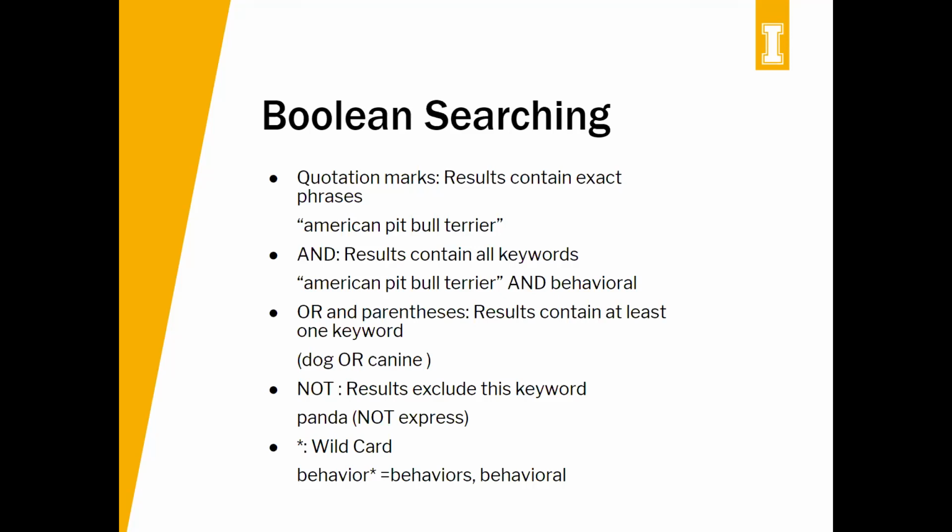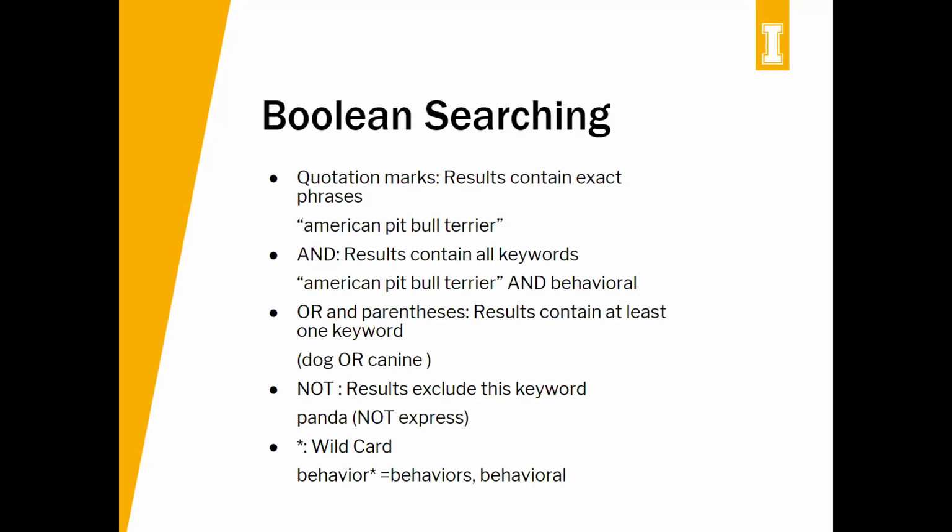So quotation marks: results contain the exact phrase. So an "American Pit Bull Terrier." If you don't put quotation marks, you might end up with results that are only about American, which is going to make your results list huge, whereas you want only things that are about those 4 words combined. And the results contain all keywords. This is the default in most databases. It's just combining everything. So in this instance, I have my "American Pit Bull Terrier" in quotes and behavioral because I want to learn about her behavior.